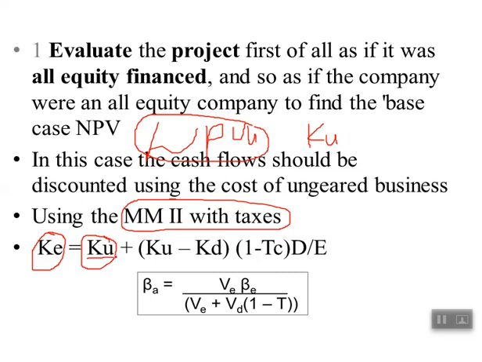So if you have been given a cost of equity which is geared, this is the cost of equity of a geared business, then to get the cost of ungeared, you are going to apply this, and from here you can adjust and then determine the cost of equity that is ungeared. So when you get the cost of equity which is not geared, then you are going to apply it here.